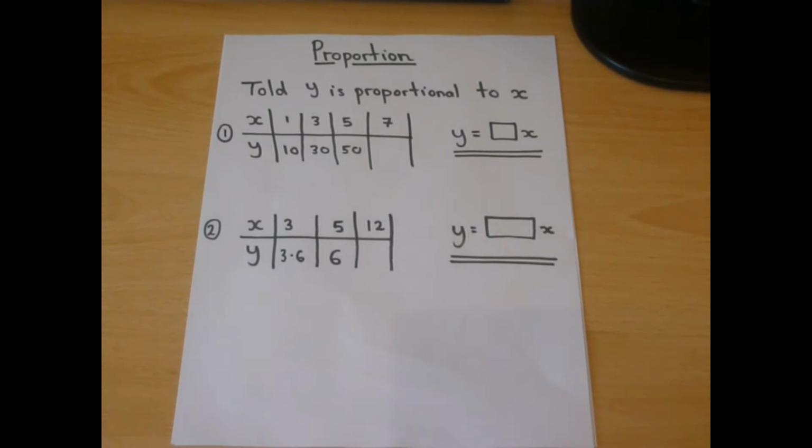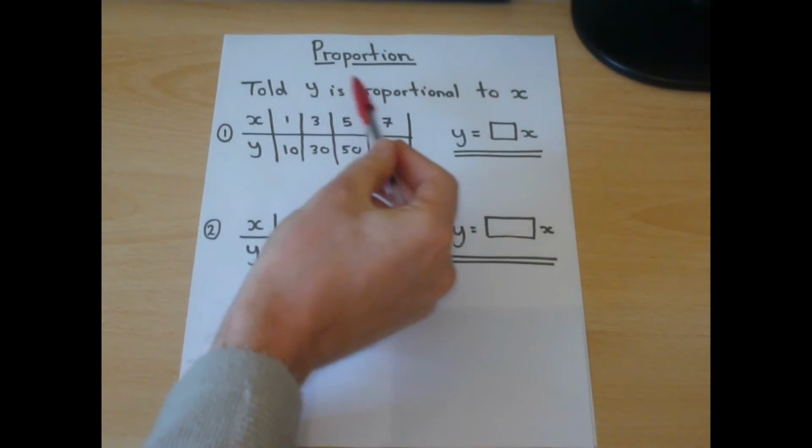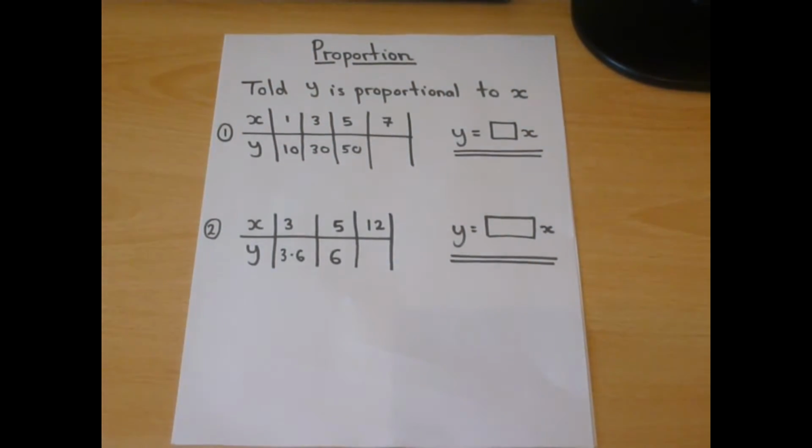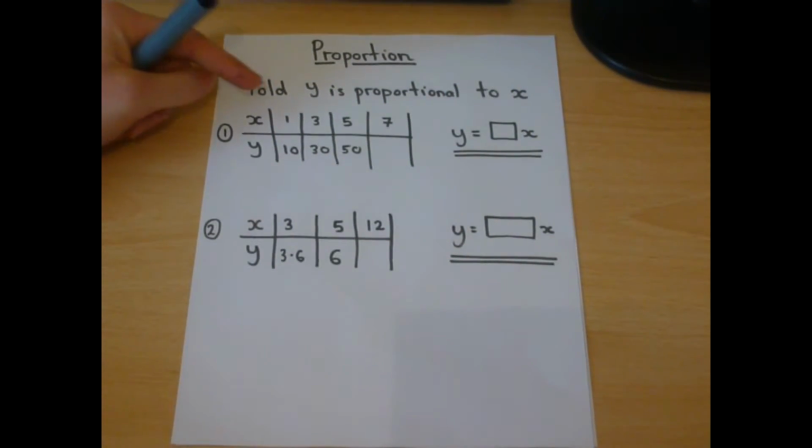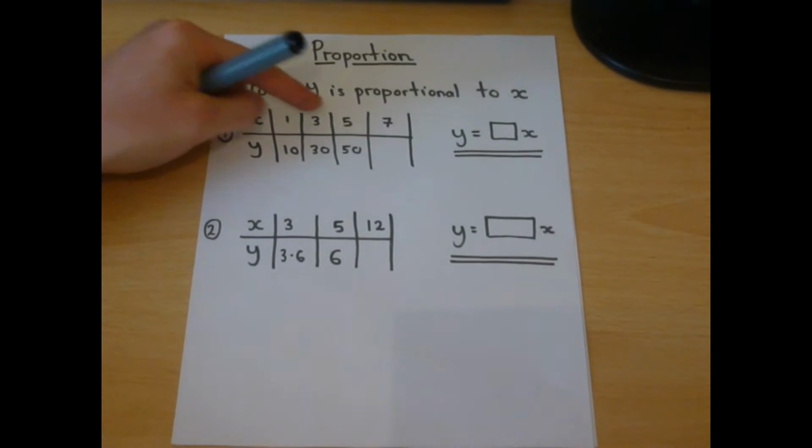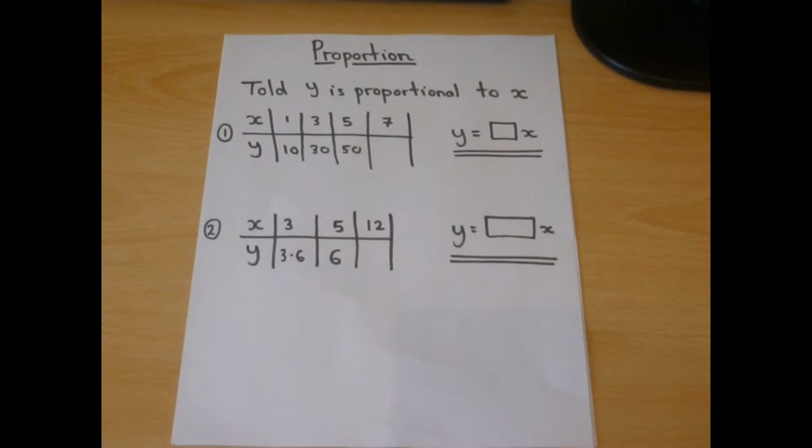Proportion is not too difficult. If you are told that y is proportional to x, it means that there is a pattern linking x and y every time. Now this one, I think, is probably fairly obvious. We're looking for the same pattern.